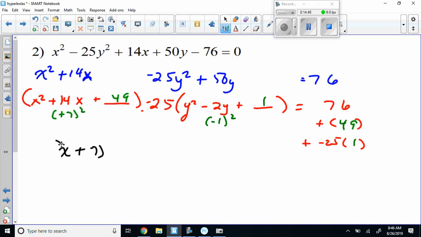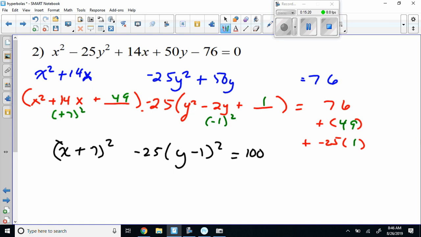So I've got x plus 7 squared, right? Squared minus 25 times y minus 1 squared equals, what does this over here give me? 100. Okay, 76 plus 49 gives me probably what? 125 minus 25 gives you 100.